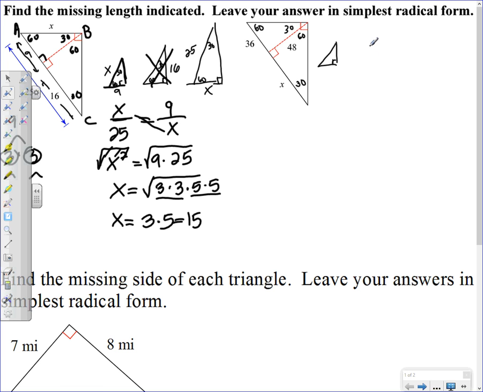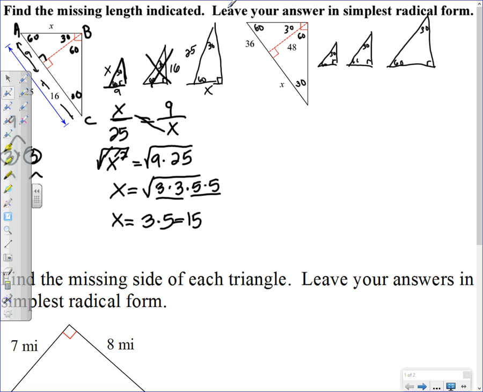I'm going to draw the small triangle. 90 will be right here. I'm going to draw the medium triangle. 90 will be right here. And then I'm going to draw the big triangle. And this will be 90. Let's make this 16. And this will be 30. This will be 30. And this will be 30.